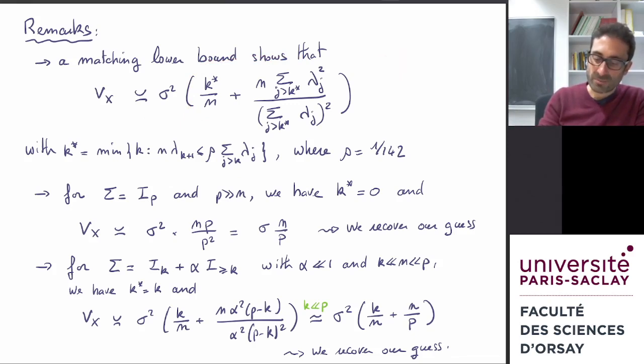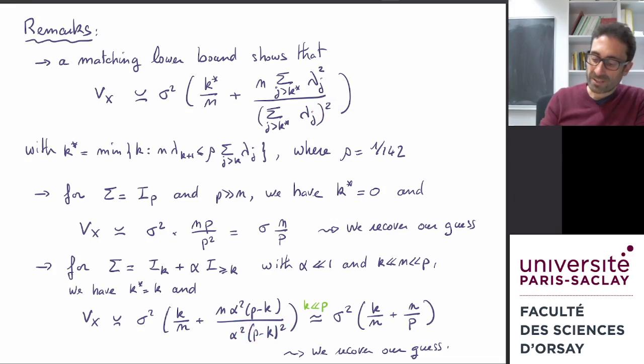And what will be the lambda j? Since it is for j larger than k star, I will have lambda j equal to alpha. This corresponds to this eigenvalue here. So the first term will be k over n. And for the second term, I have n here, and then I have p minus k times alpha to the square. And here I have p minus k times alpha, and everything is to the square.